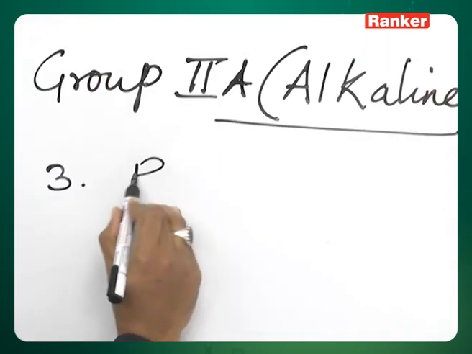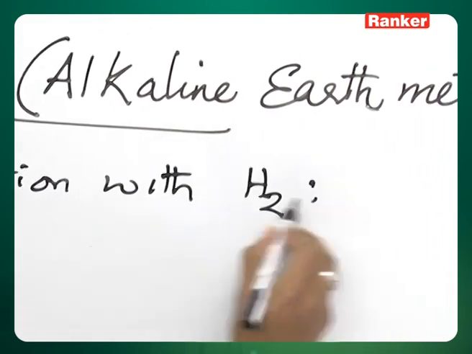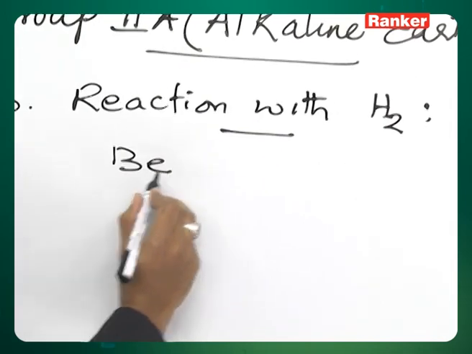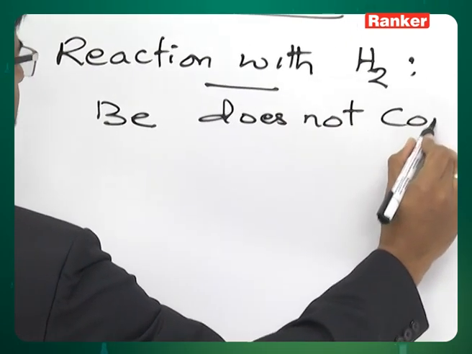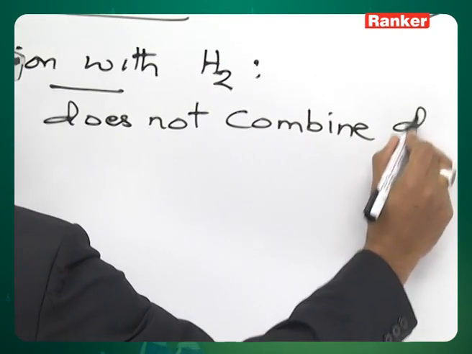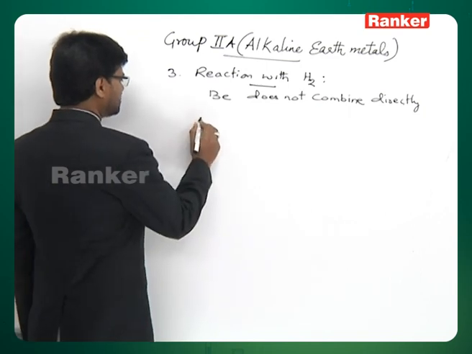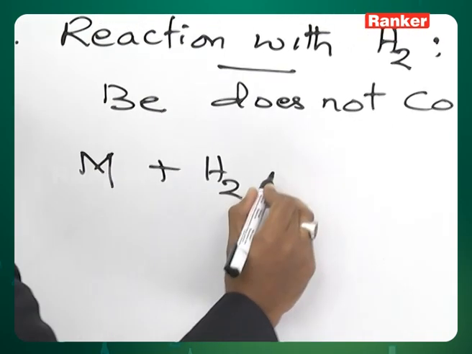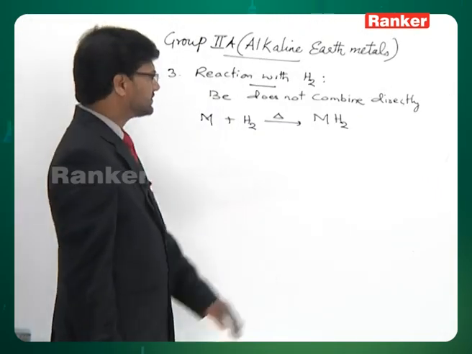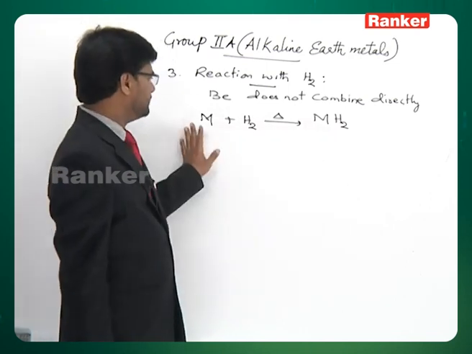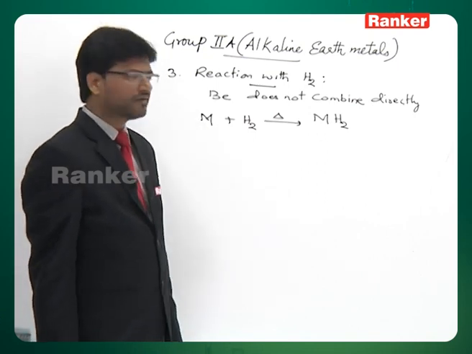The next reaction we are going to discuss is reaction with hydrogen. Beryllium does not combine directly with hydrogen. You cannot make beryllium combine directly with hydrogen. Other metals combine with hydrogen on heating and you end up with MH2. MH2 is hydride, metallic hydride. Here M can be magnesium, calcium, strontium or barium.